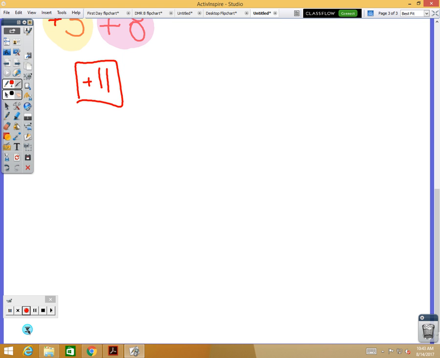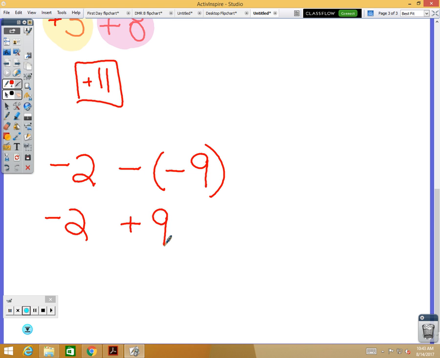What if you had negative 2 minus a negative 9? What does this minus a negative 9 become? Good, so my negative 2 stays negative 2, and this minus a negative becomes a plus sign, 9. So I have a negative 2, and I have a positive or a plus 9, however you want to think about it. It's the same thing.